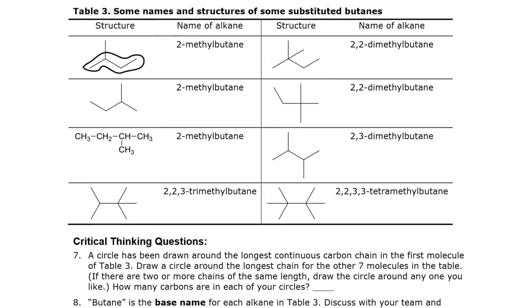Number 7. A circle has been drawn around the longest continuous carbon chain in the first molecule. So the longest that I can do without backtracking. Do the same thing for the other 7 molecules. All right, so pause the video and do this now.